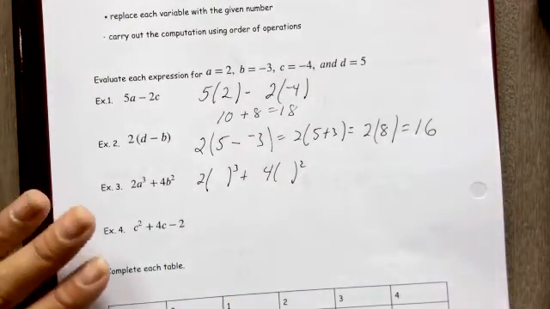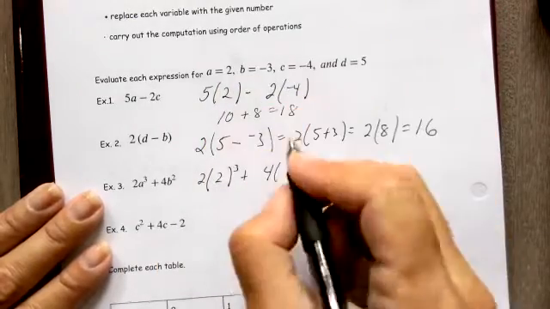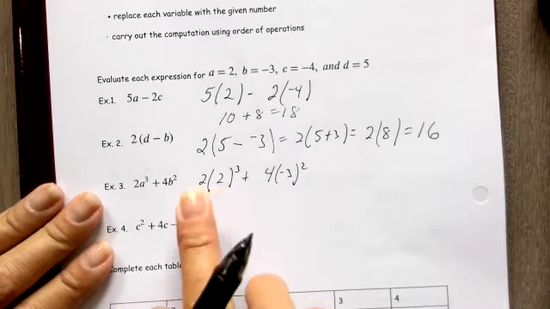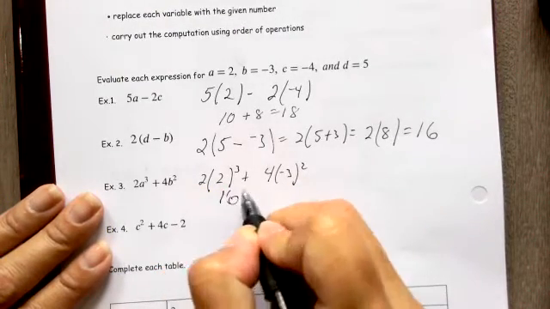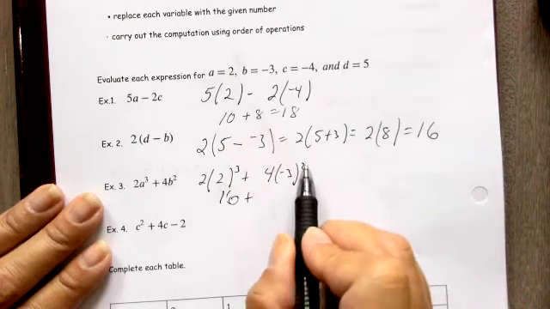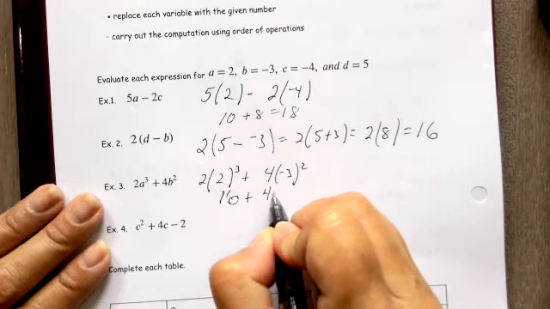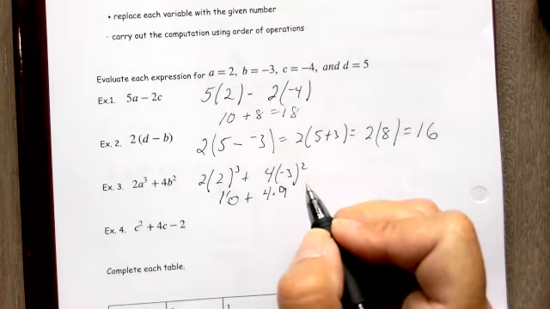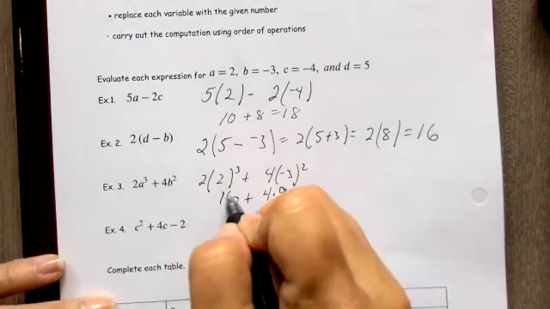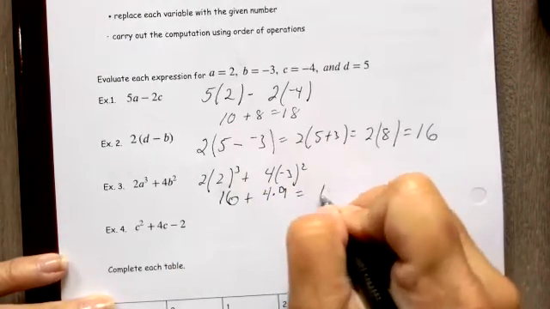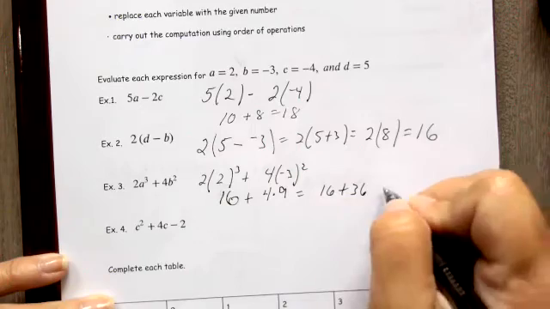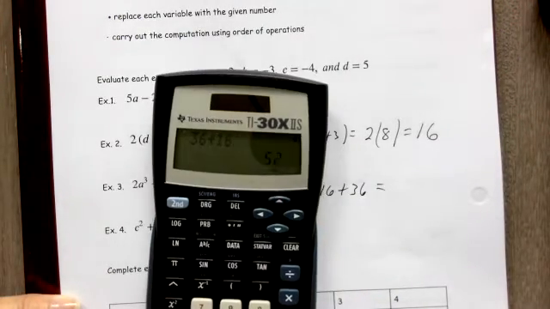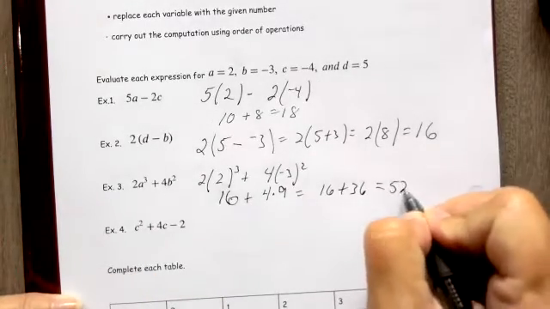Replace with parentheses. My A was 2. B was -3. 2 times 2 is 4, times 2 is 8, times 2 is 16. No signs there to worry about. -3 times -3 is +9. Then I'm going to do the multiplication. That's a 16, even though it doesn't look like it. Okay, so 16 plus 36. 52.